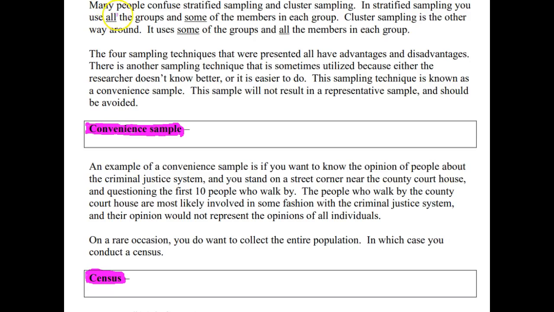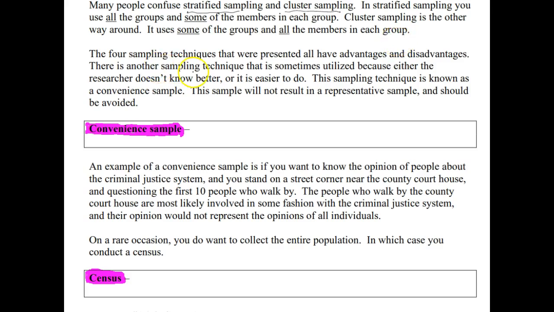So as I mentioned earlier, many people confuse stratified sampling and cluster sampling. In both cases, we start out by breaking the population into subgroups, but in stratified sampling, you use all the groups and some of the members in each group. Cluster sampling is the other way around. So here we use some of the subgroups, and we take all the members in each of those subgroups, and none of them from the unchosen groups.